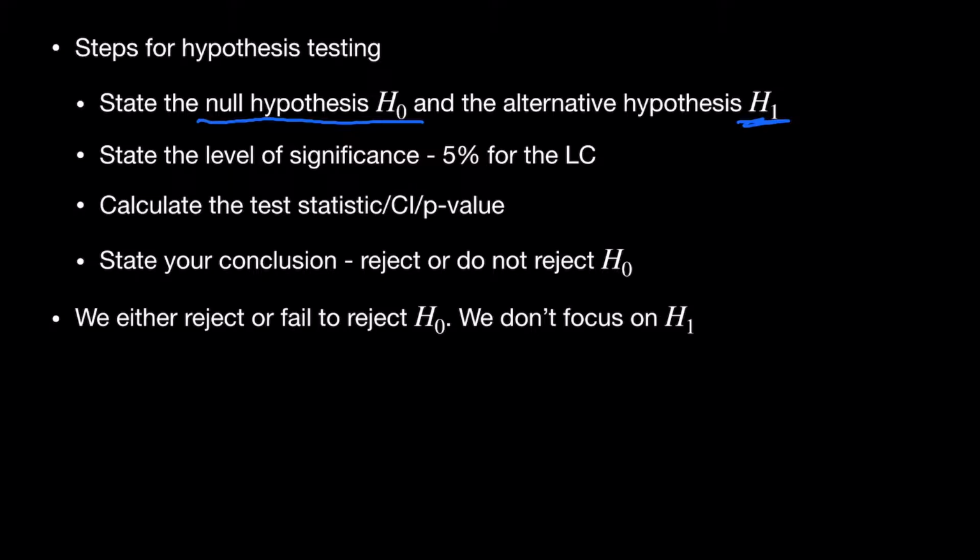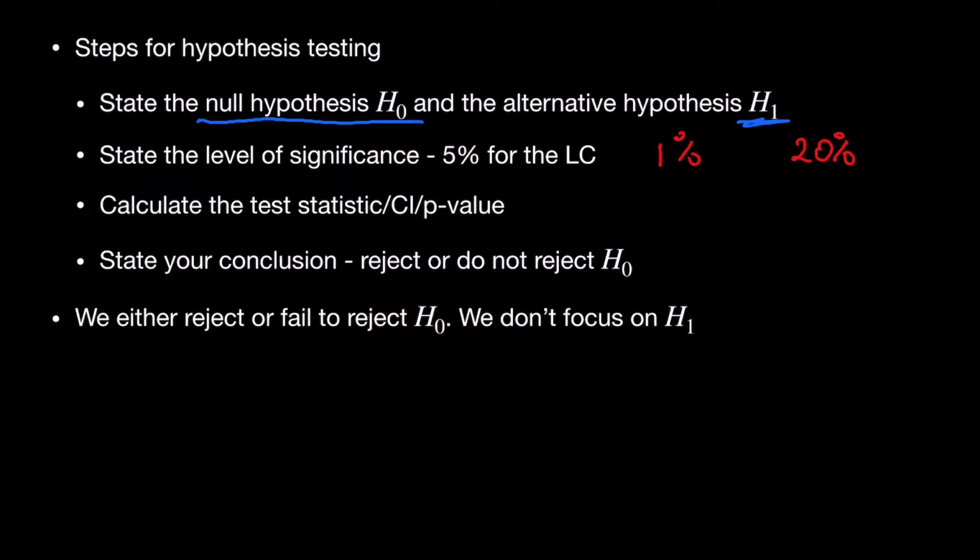We're also going to state the level of significance, which is always going to be 5% for the Leaving Cert, but outside of Leaving Cert in actual statistical problems, this could be something like 1%, this could be something like 20%, depending on the application where the statistical test is carried out. And then finally, we're going to calculate the test statistic, or find the confidence interval, or find the p-value. And based on the result of our test statistic, confidence interval, or the p-value, we're going to state our conclusion.